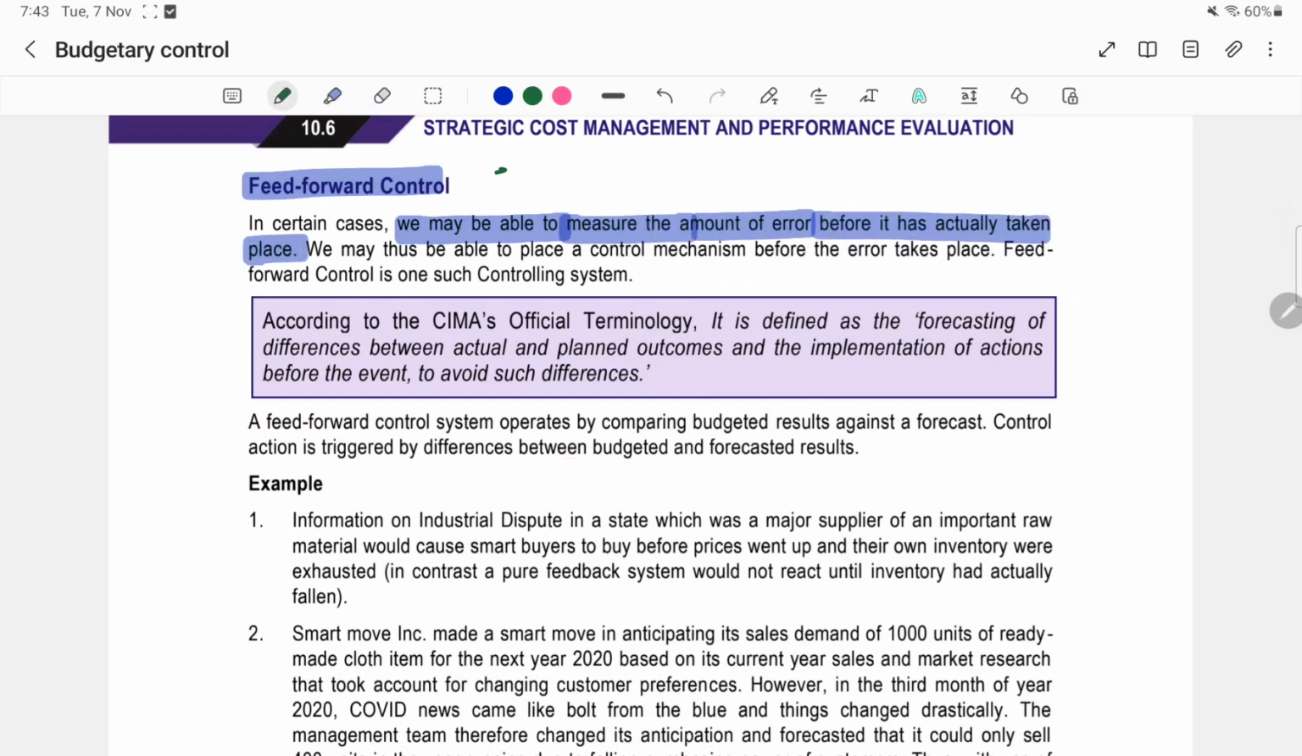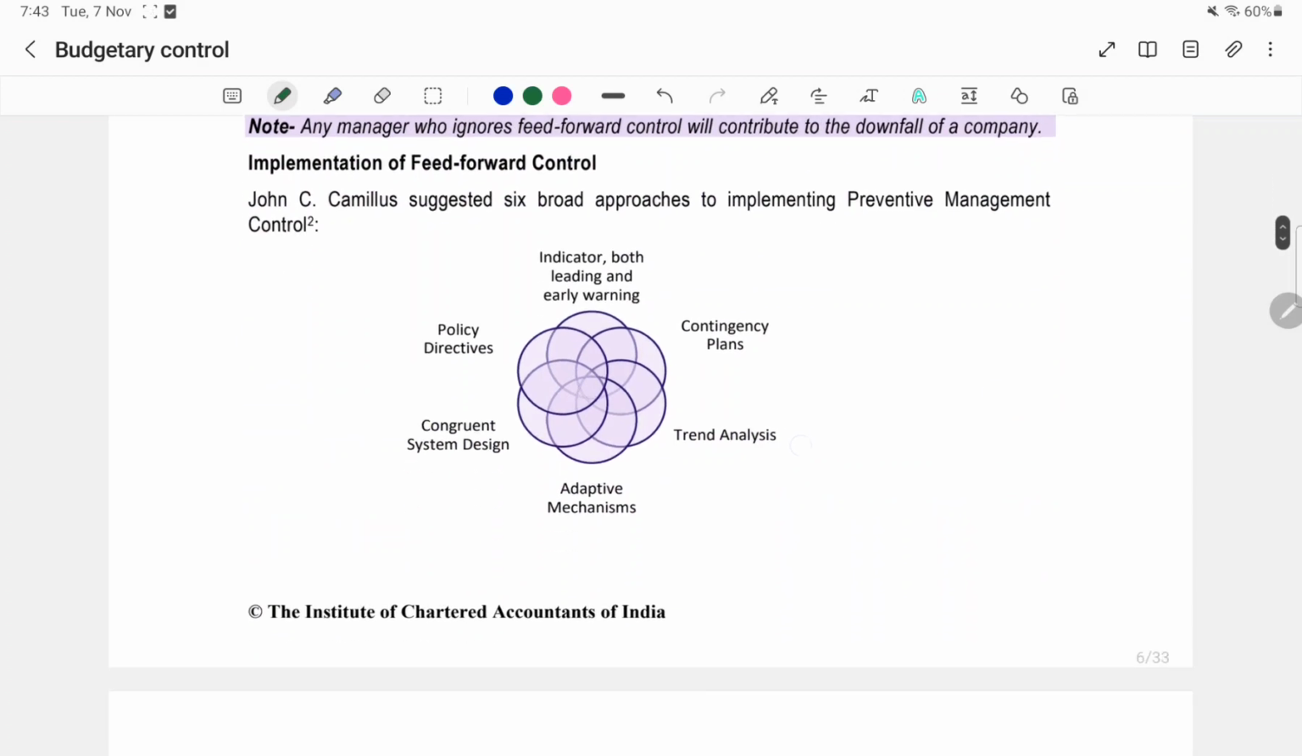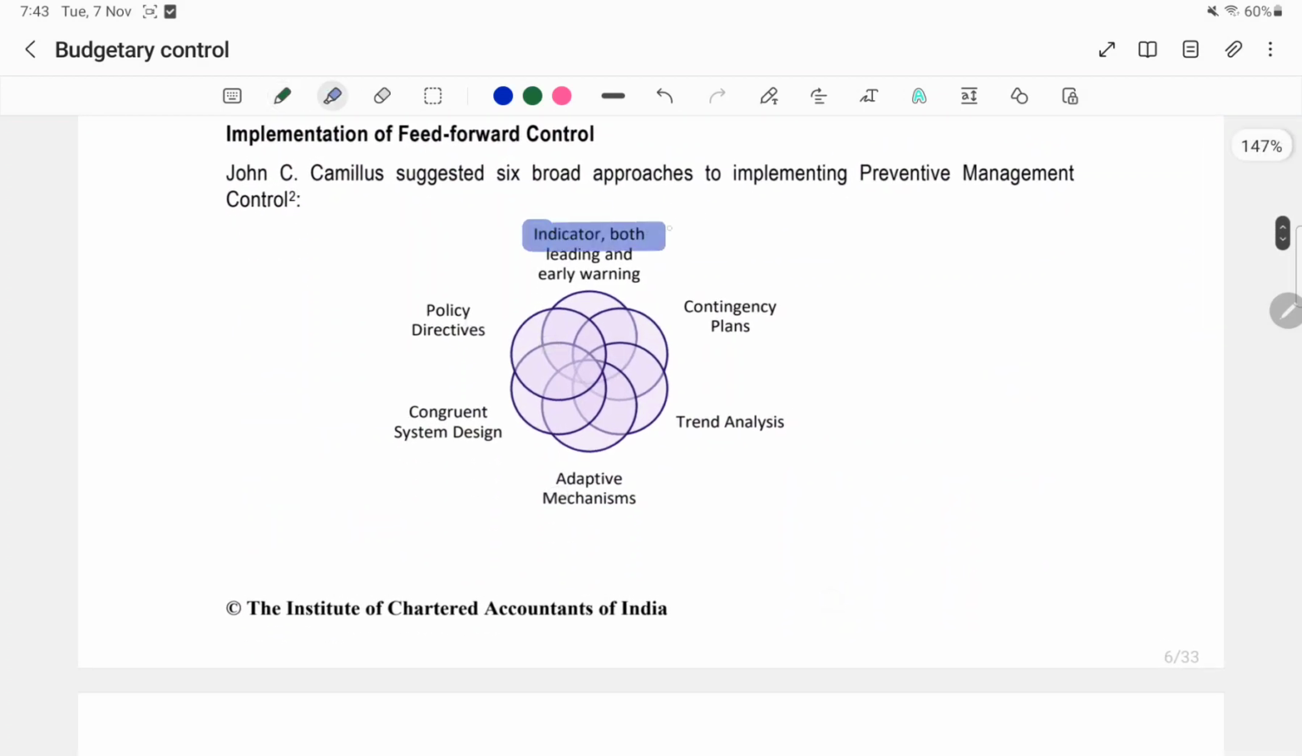That is, in feedback what we were doing, first the action took place, then the error was identified, but here before the action takes place, error will be identified. So everything is happening before action, and there it was happening after action. Okay, so now you can see these points also.